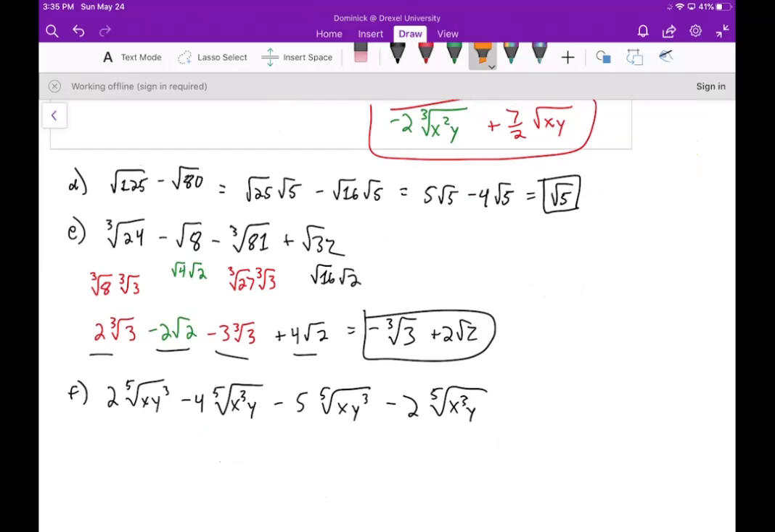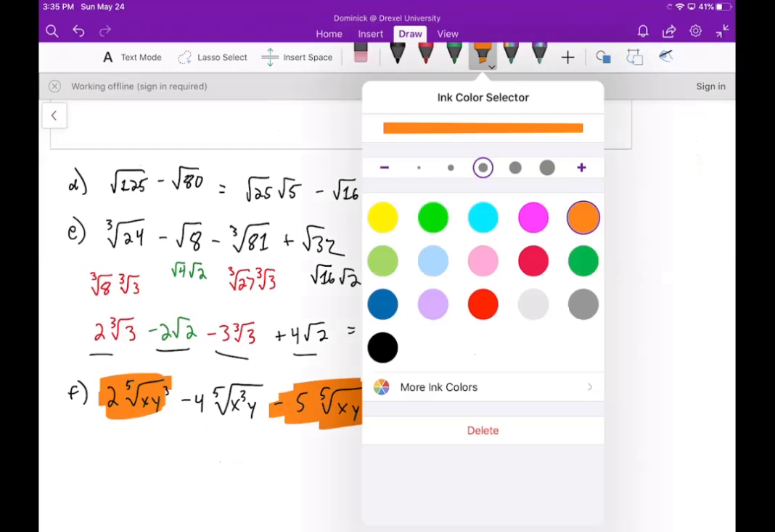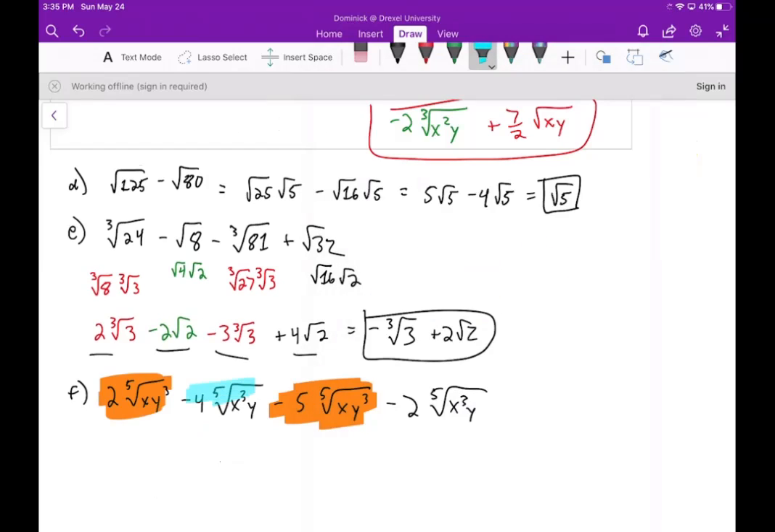Okay, now here you just have to be careful, right? So it looks like my xy to the third terms are these two, and then my x to the third y terms are these two. So it looks like when we combine, we're going to get a negative 3 fifth root of xy to the third minus a 6 fifth root of x to the third y.